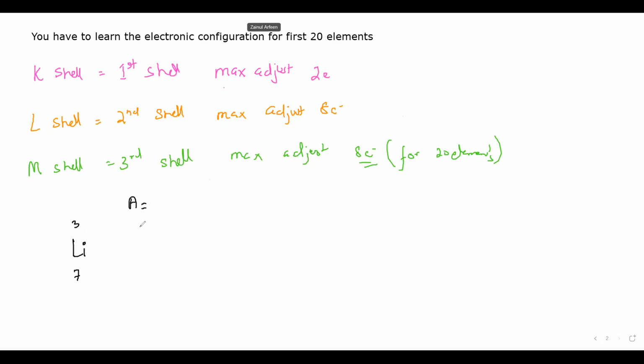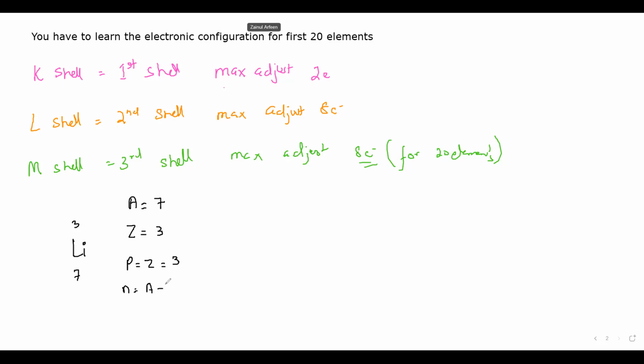Lithium, it is written 3 and 7. What is A? Atomic mass or nucleon number? Atomic mass or nucleon number is 7. The higher number means higher value, that is a nucleon number or atomic mass. What about Z here? Atomic number. What is the atomic number? That is 3. How many protons are there? Number of protons is equal to Z. That's equal to 3.